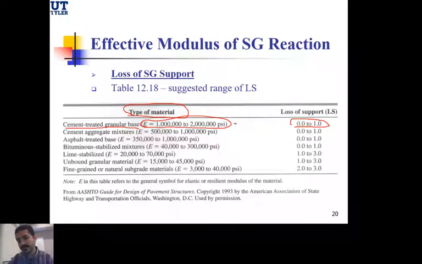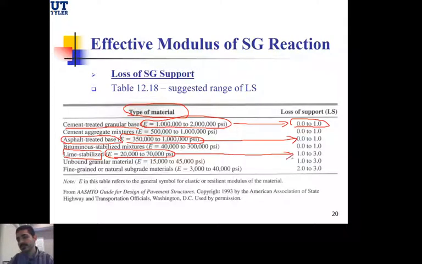But the loss of support having a cement treatment is going to be very minimal because the subgrade or the soil is not going to be eroded that easily if I have cement treatments. I can also have asphalt treatment bases, and the modulus will be somewhere between 350,000 to a million psi, and that's also good. And the loss of support would also be 0 to 1. Now we can have lime stabilization. Lime stabilization is not bad. You can add lime and you can pump up the E from 20,000 to 70,000 psi. And in this case, we may have a loss of support somewhere between 1 and 3.